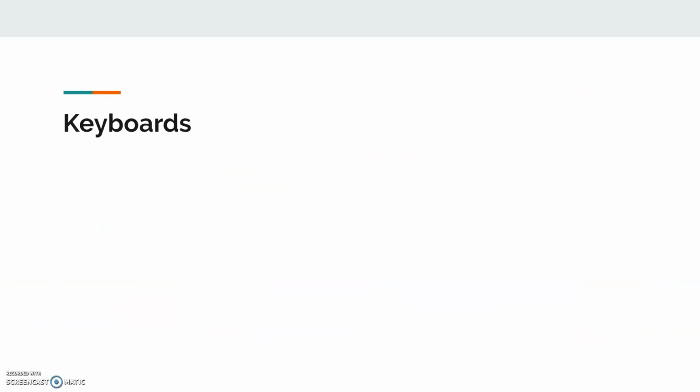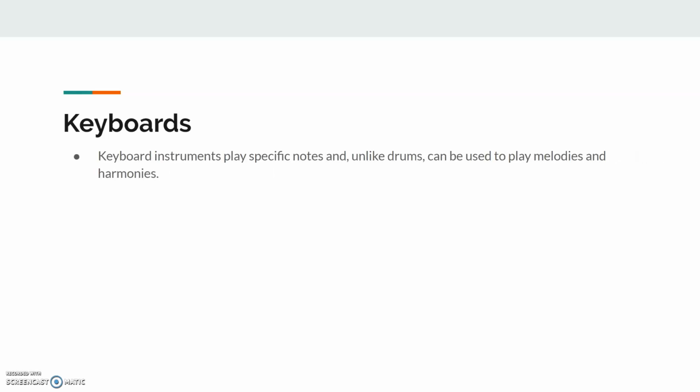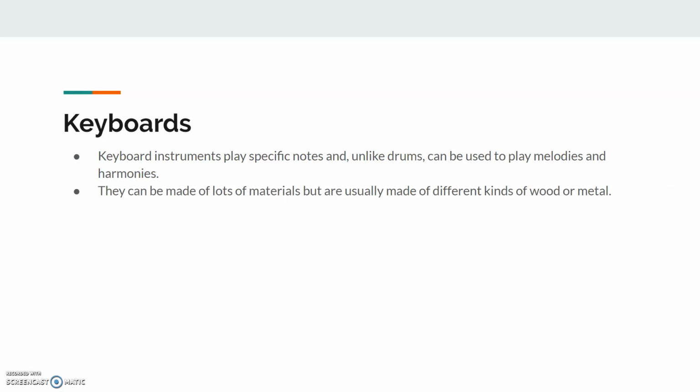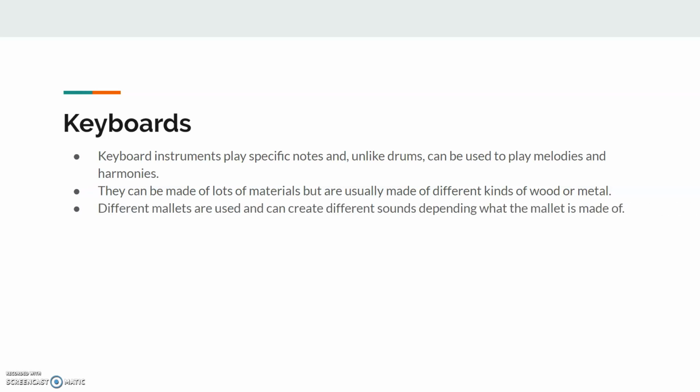Keyboard instruments are something different entirely. Keyboard instruments can play specific notes, and unlike drums, can be used to play melodies and harmonies. If I play a bunch of notes on a drum, it's going to be rhythmic, but it's not going to be melodic, whereas a keyboard instrument is going to actually play specific notes. Keyboard instruments can be made of lots of materials, but they're usually made of different kinds of wood or metal. Different mallets are used and can create different sounds depending on what the mallet is made of. A harder mallet has more of a sharp sound, whereas a softer mallet is going to have a softer sound.